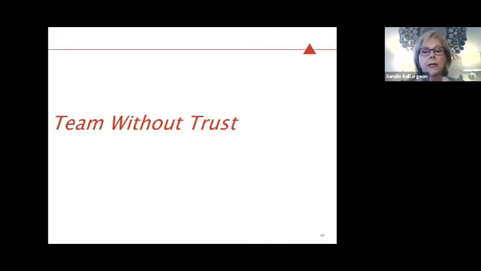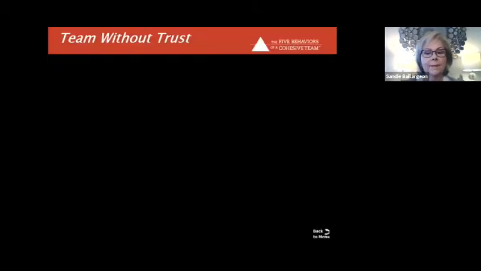So I'm going to show you 2 examples here. One is an example of a team that is interacting who don't have trust, and then we're going to see what the difference is when they are interacting with trust.